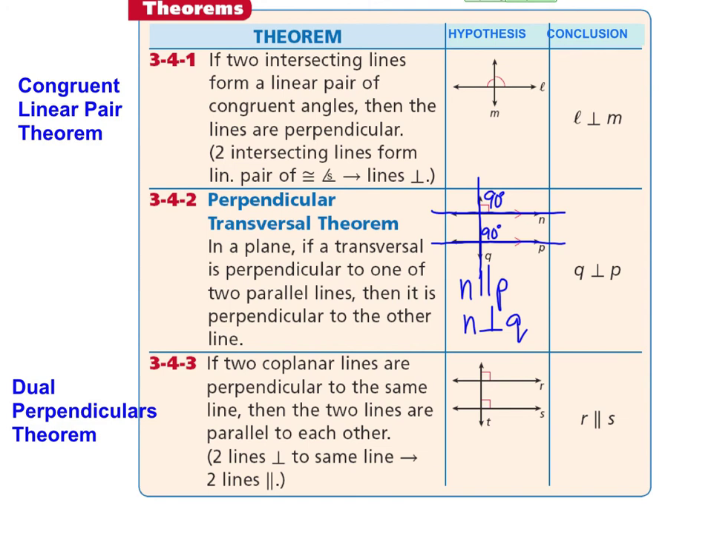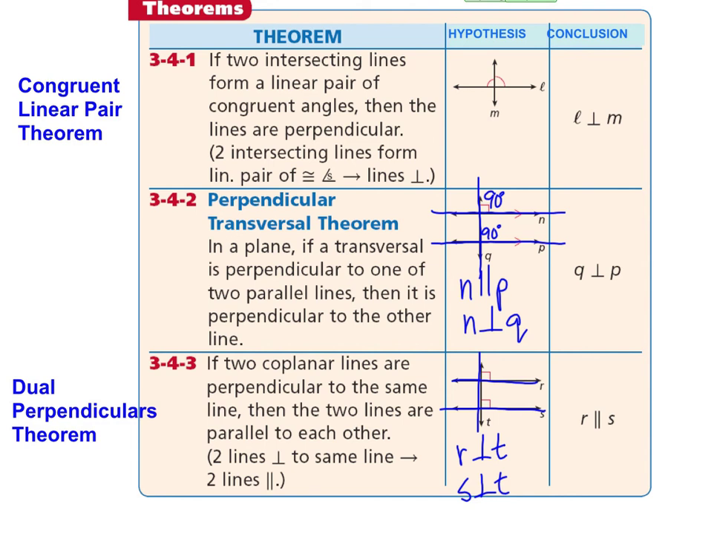So look at our picture. We have T and R perpendicular. So R is perpendicular to T. Also S is perpendicular to T. Two lines perpendicular to the same line. That's the hypothesis. What can we conclude? Then the lines R and S are parallel to each other.